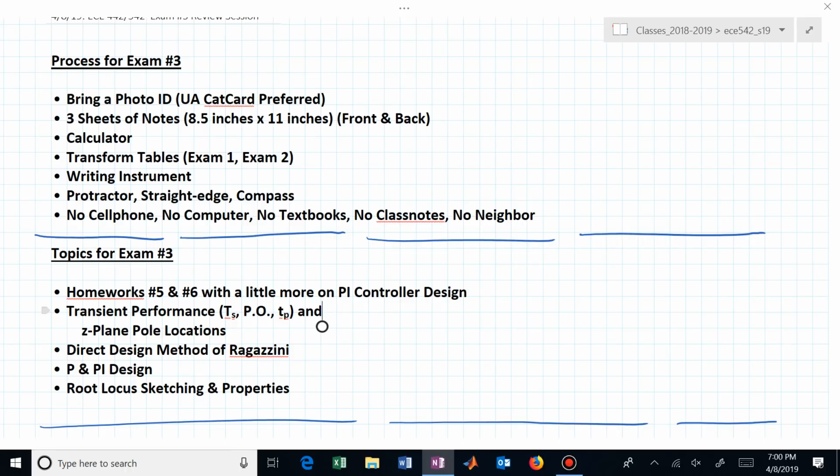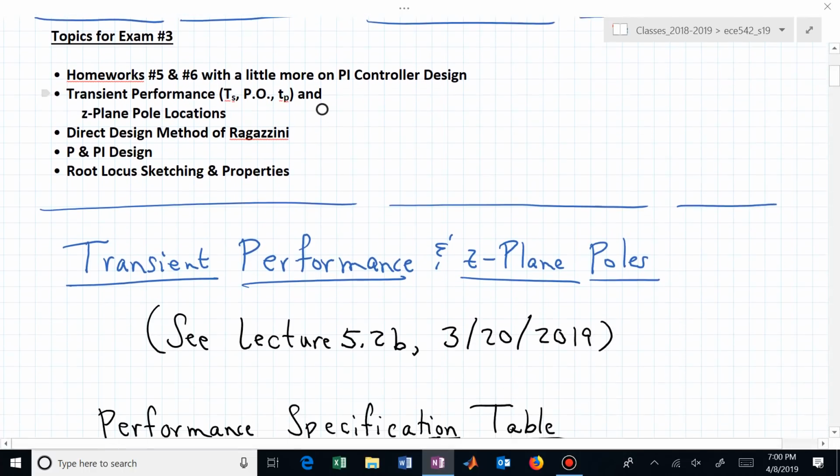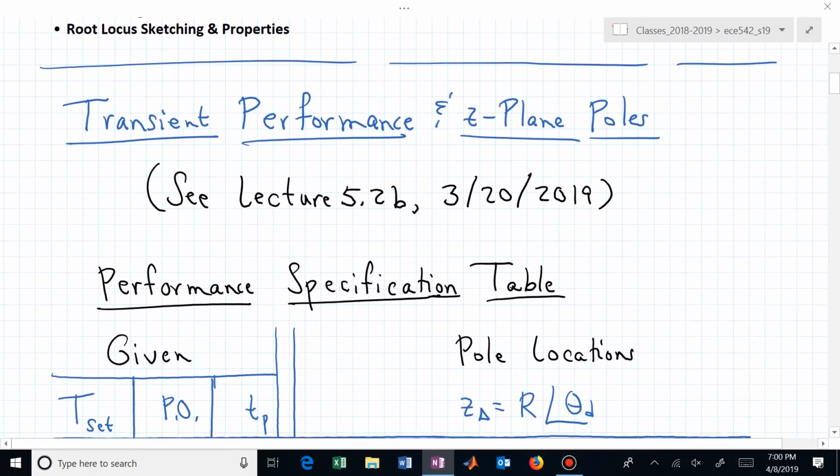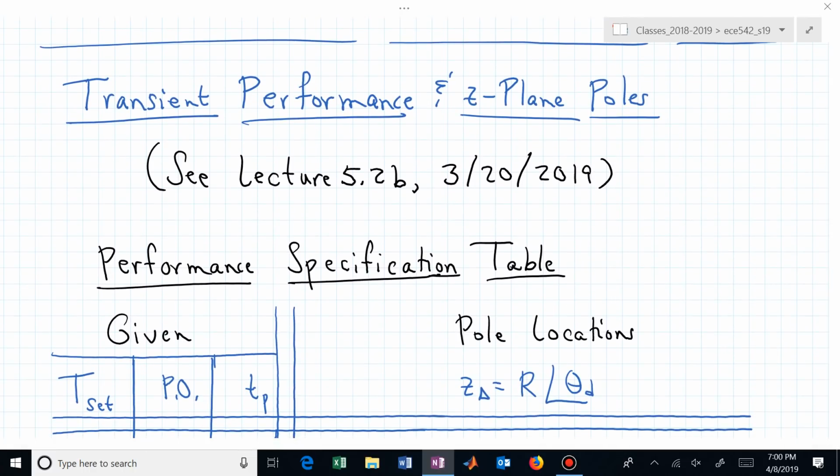You also need to be able to do a direct design method of Ragazzini, know the 4 constraints and how they are determined. P and PI design and root locus sketching and properties, that goes hand in hand with these P and PI design of controllers.